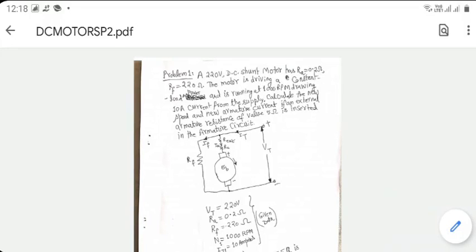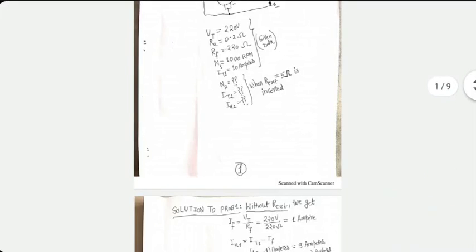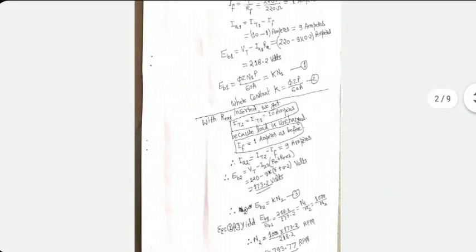This is actually a method for changing the speed of the motor. R external can be made variable, and depending on what value you are choosing for R external, the speed can be controlled. When we go to speed control of DC motors, we may revisit this method.